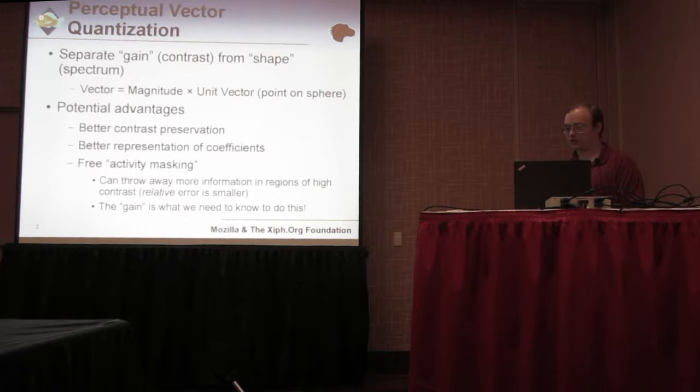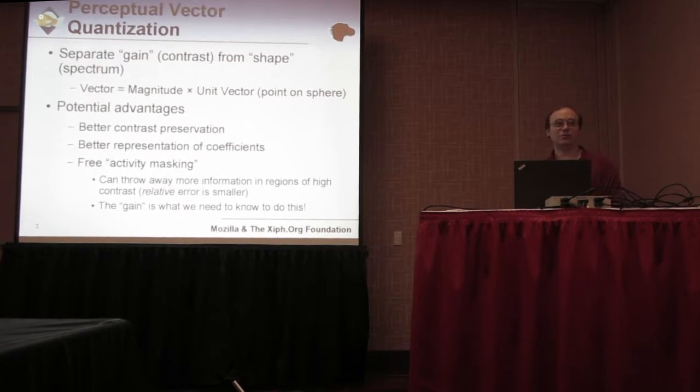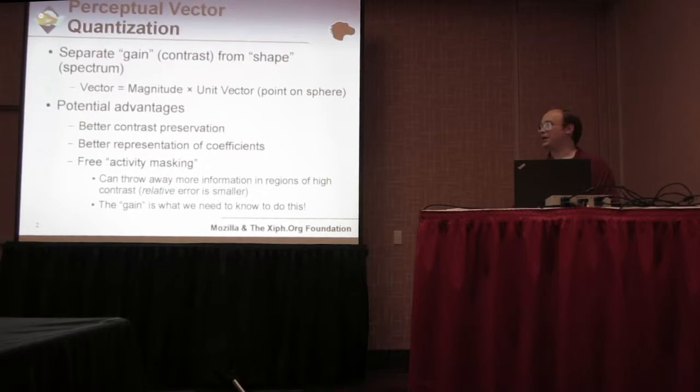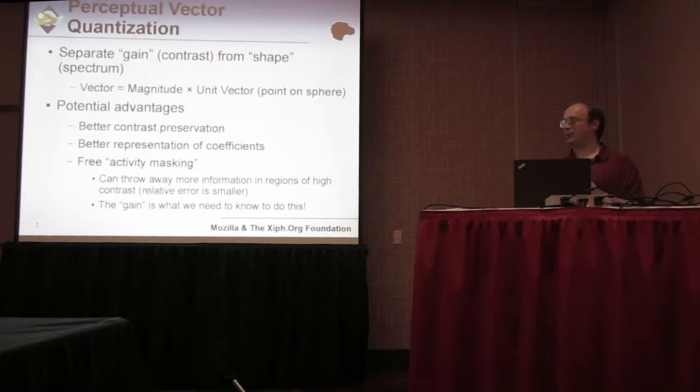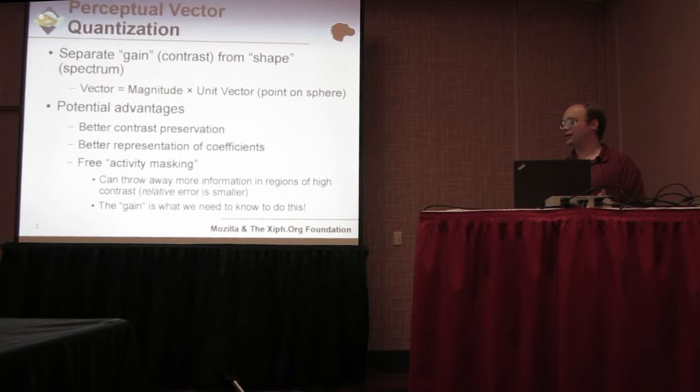Perceptual vector quantization is an attempt to apply gain shape quantization to video coding. The idea is that we want to separate the amount of gain or contrast that we have present in our transform coefficients from how that contrast, how that energy, is distributed in the spectrum that we're trying to compress. And there are a number of reasons that we want to do this.